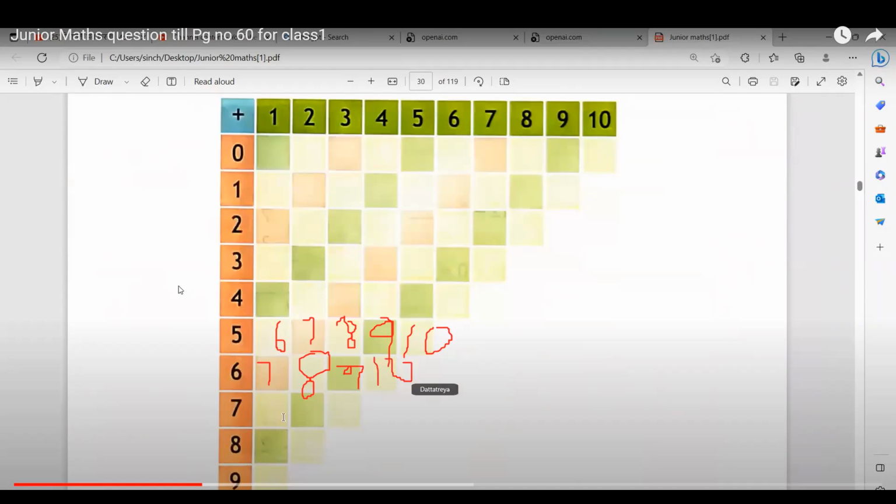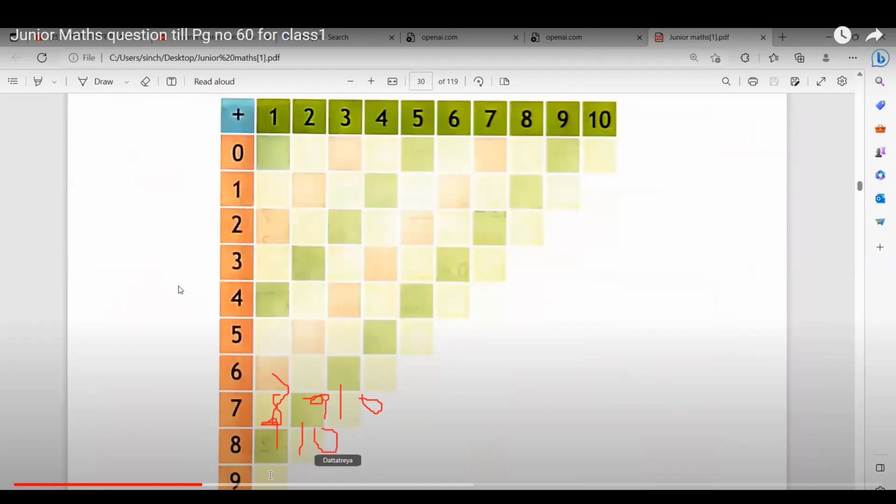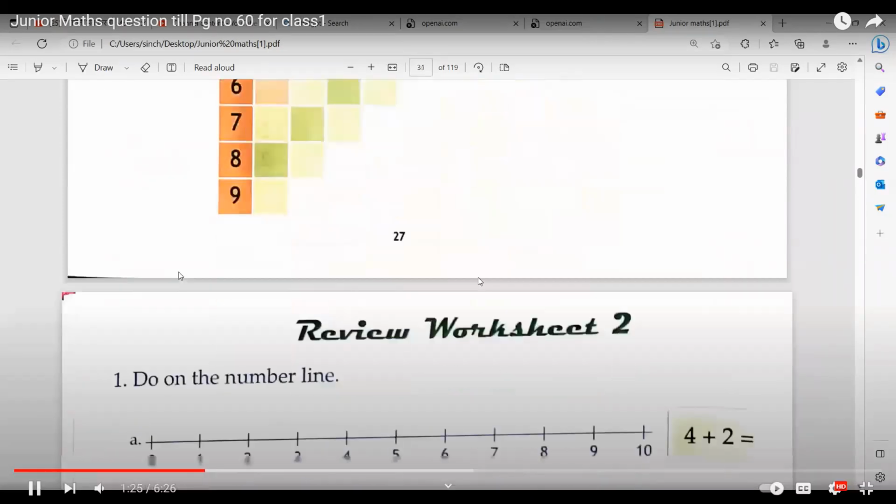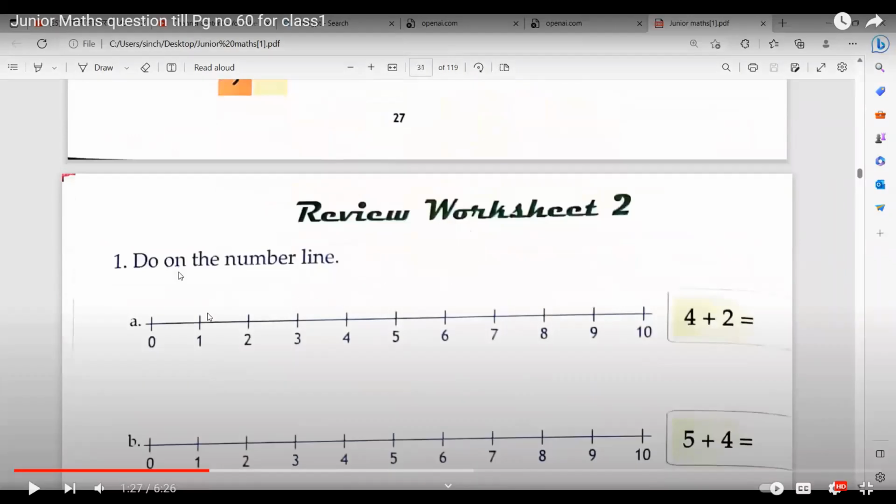Excellent. Very good. Now tell me this one. 7 plus 1 is 8. Very good. Write it, beta. 7 plus 2 is 9. 7 plus 3 is 10. 8 plus 1 is 9. 8 plus 2 is 10. 9 plus 1 is 10. Excellent. Very good, Dattatreya. Super. Solve this paper, then we have the review. Okay. Now tell me this one, beta.